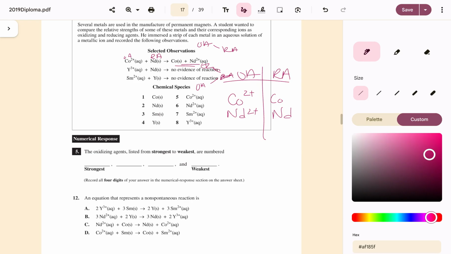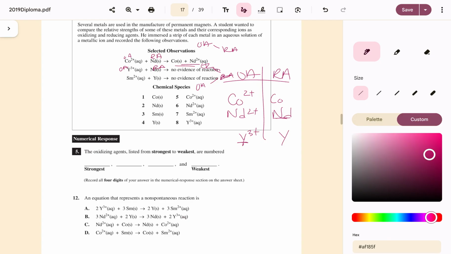Now we can keep going, and we have Y3 positive. Now we don't have any evidence, so you're not totally sure what will happen, but positive charges like to attract negative charges. So this is going to be your OA, which would make ND your RA. No evidence of a reaction means your Y has to be lower. So Y3 positive, MY, we see that your OA is lower than your RA.